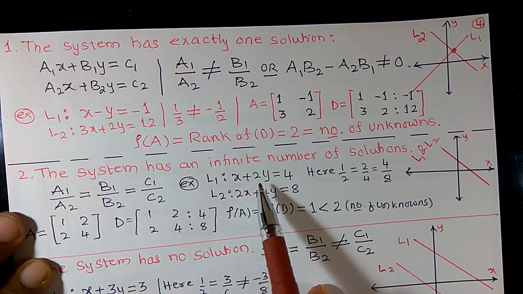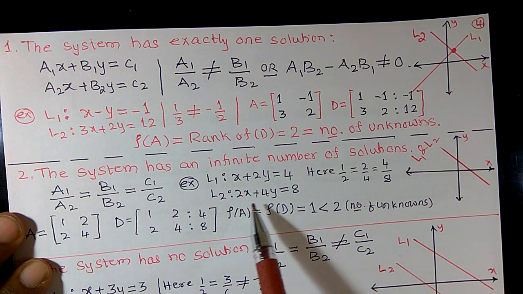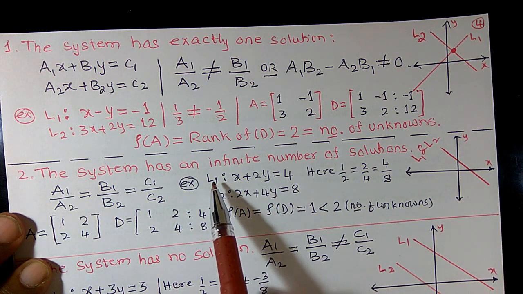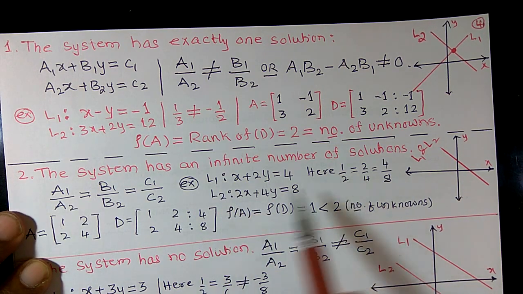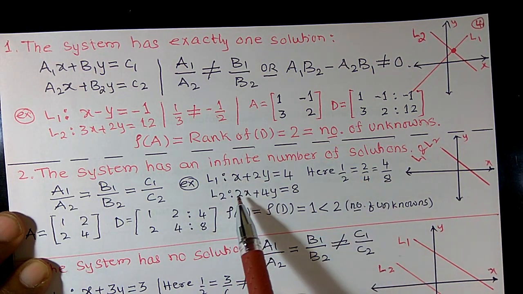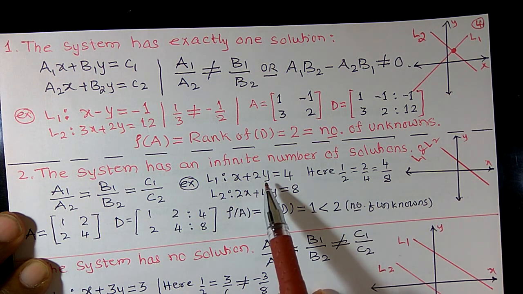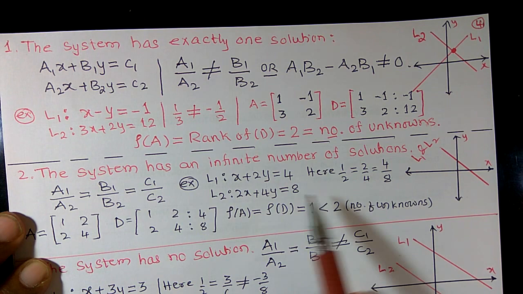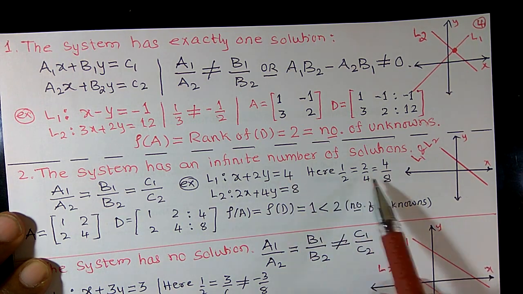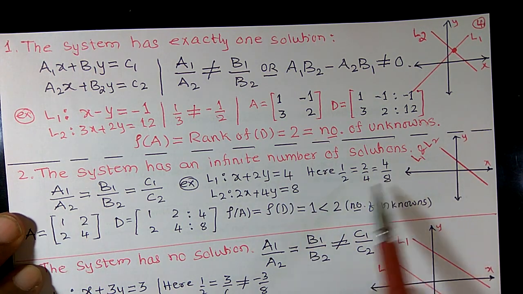For example, x plus 2y is equal to 4, 2x plus 4y is equal to 8. You may call them L1 and L2. You can verify the coefficient of x is 1, coefficient of x in the second equation is 2, so 1 by 2. Similarly, the coefficients of y in 1 and 2 are 2 by 4, and 4 by 8. It is true. So therefore you will get an infinite number of solutions.